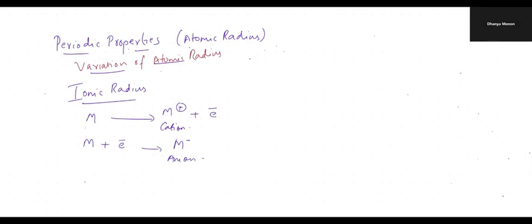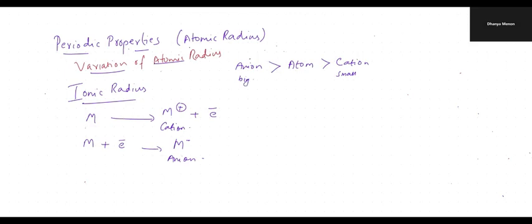Comparing the size of cation and anion, always anion has a greater size than the neutral atom. It has a greater size than cation. So cation is the smallest and comparatively anion is bigger. Okay, why does this happen?